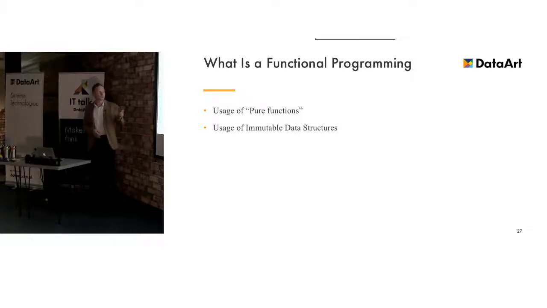Also, it's usage of immutable data structures. It means that if we want to update some variable, some object, we'll create a new one. If we want to update some array, we'll create a new one instead of the previous one to update the reference to this object or array.